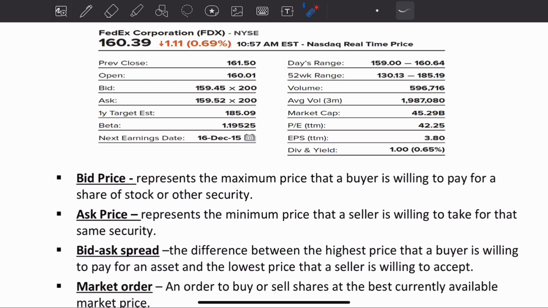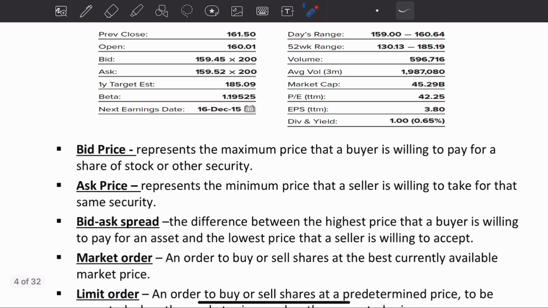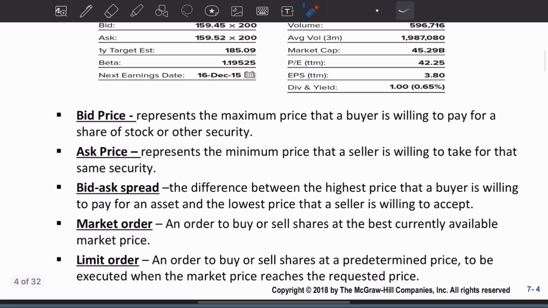That is called the bid-ask spread, which is the difference between the highest price that a buyer is willing to pay for the stock and the lowest price that a seller is willing to accept in order to sell their shares. Then we have different types of orders. When you trade in a stock exchange, you would see different kinds of orders that you can place either to buy or sell shares. Those can be either market orders or limit orders.